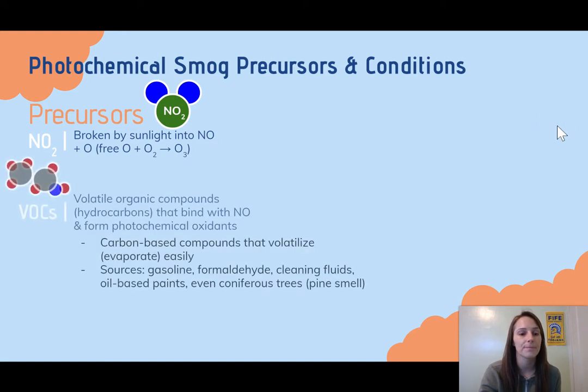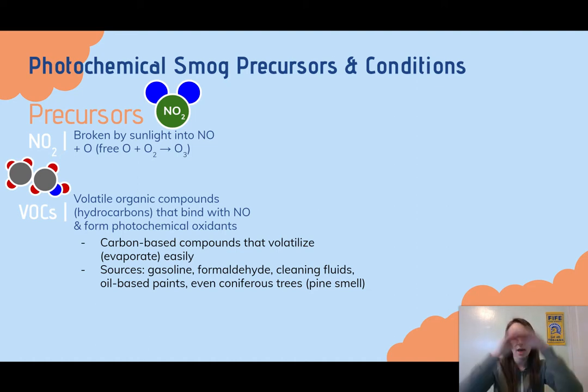But the precursor we have to start with is nitrogen dioxide. Another ingredient that we have to have is going to be VOCs. And VOCs stand for volatile organic compounds, which is just kind of a big catch-all term for a bunch of these hydrocarbons that have the ability to bind with nitrous oxide and form photochemical oxidants. You don't need to know every single individual one. We're just going to call them VOCs here.